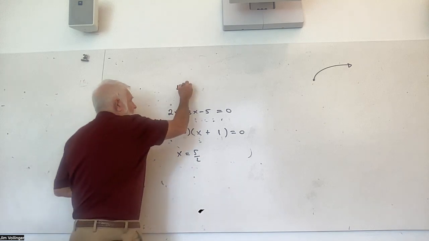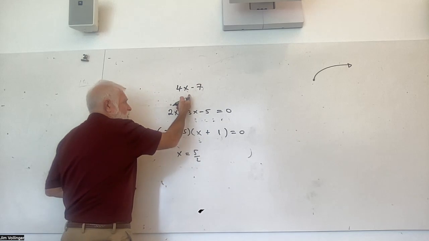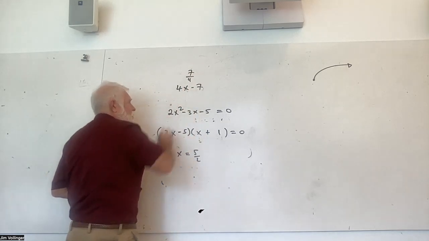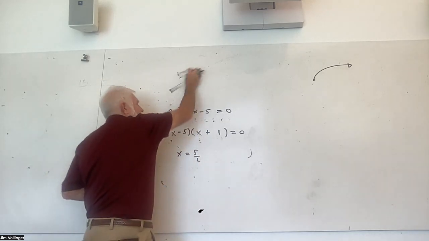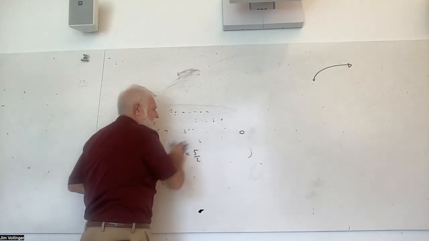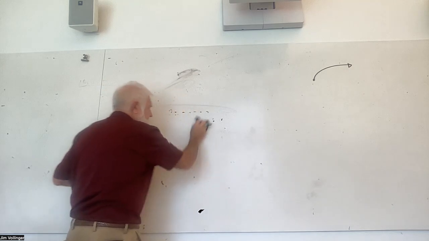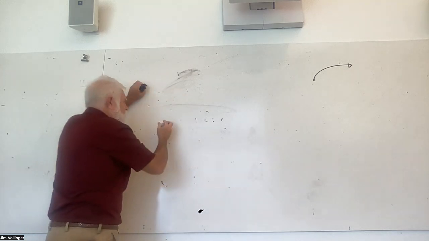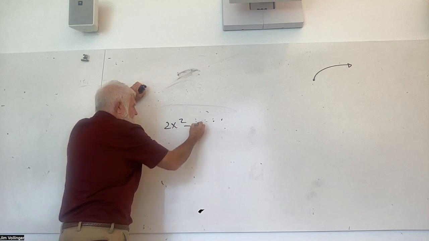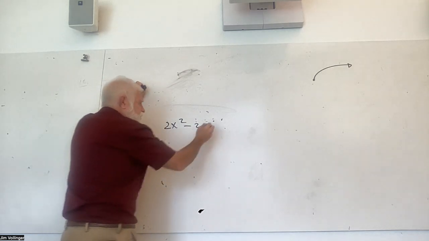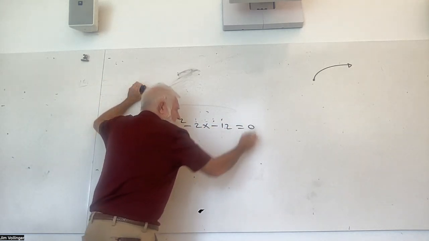Okay, so if I saw 4x minus 7, what makes that 0? 7/4. Okay, so keep an eye out for that. I'll do one more. This time I'll beef it up a little bit. Let's look at 2x squared minus 2x minus 12 equals 0.